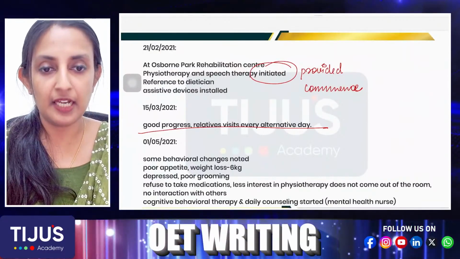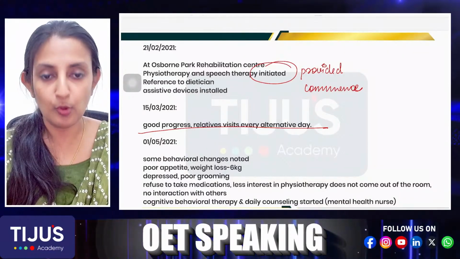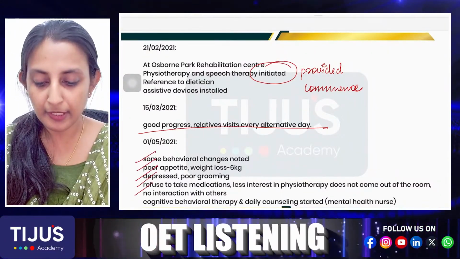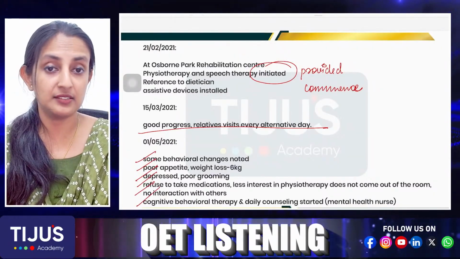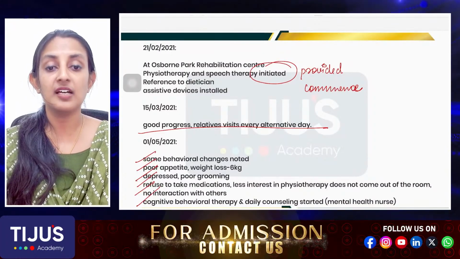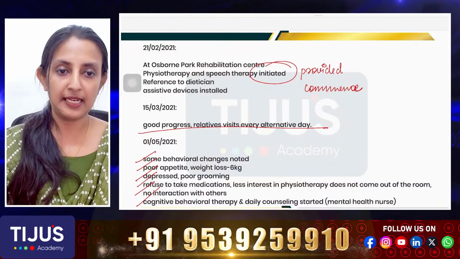So when it comes to 1st May 2021, you can talk about it in detail from here onwards, because all these things have been showing signs of post-stroke depression. So we can describe things from 1st May 2021 onwards in great detail in our letter.